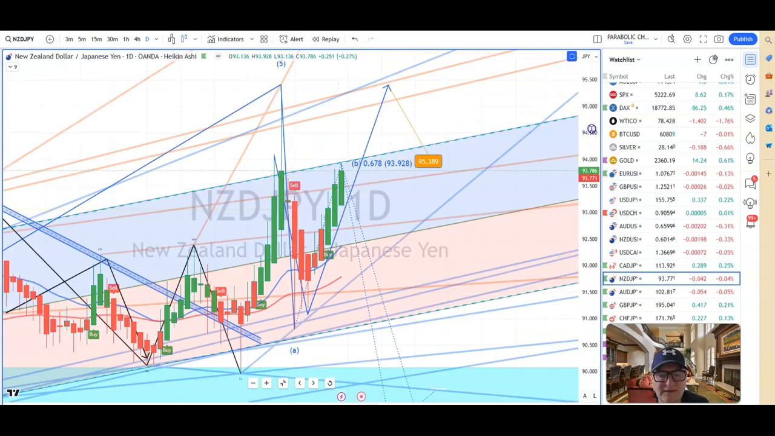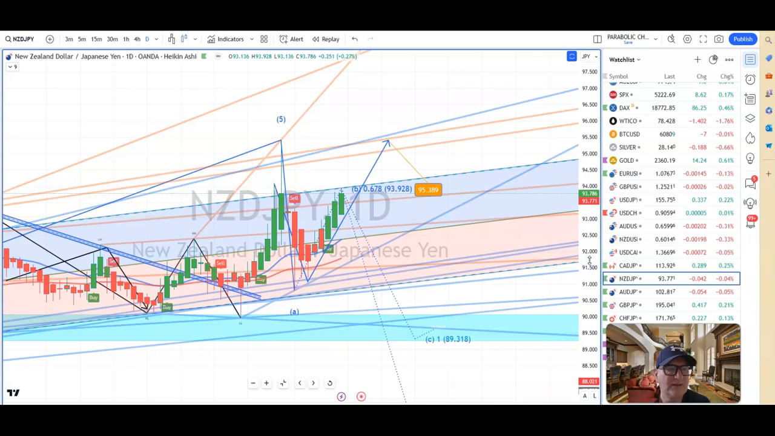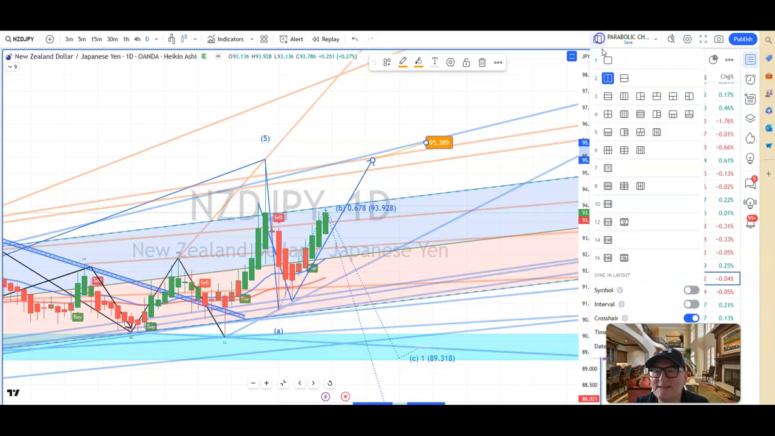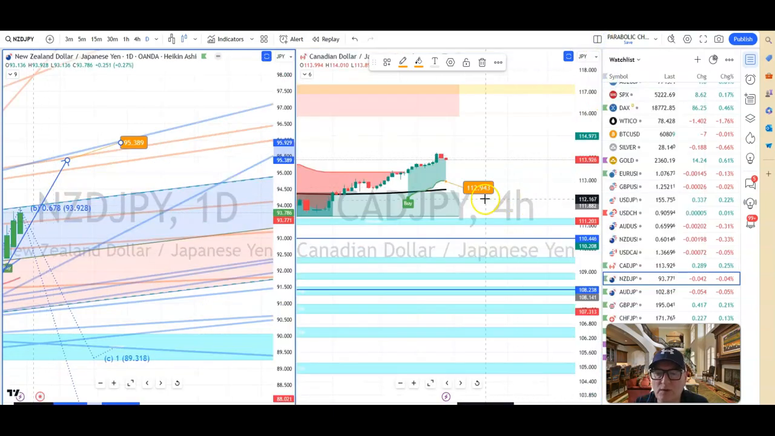So easy. Now this one is not so easy. This is the New Zealand yen, not as good as the Canadian yen because it's in a wave 5 pattern. So we got some kind of head and shoulders and an ABC pattern, so it could move down, but it is parabolic, so I do expect this price to come up to 95.38. Your trailing stop is 112.94.